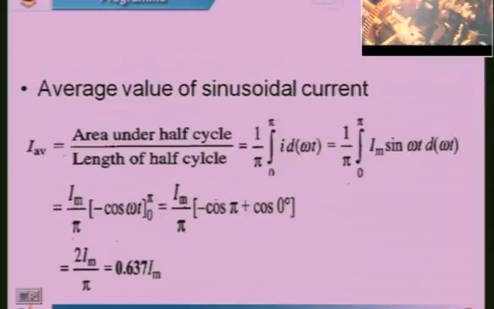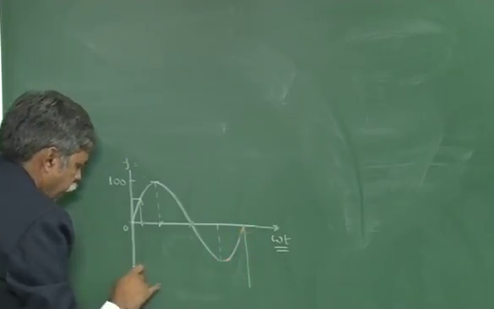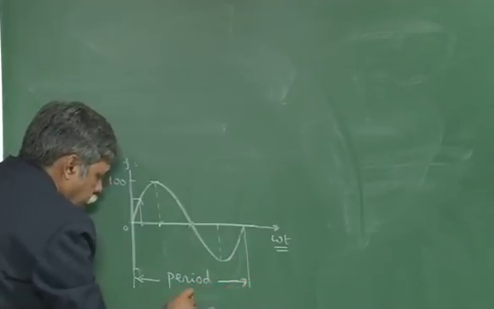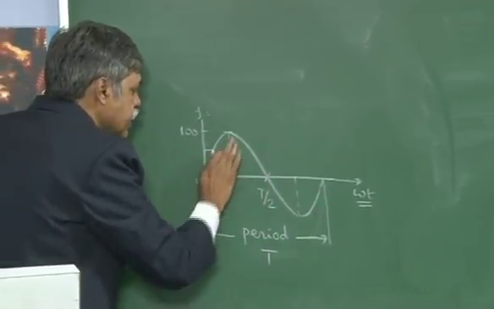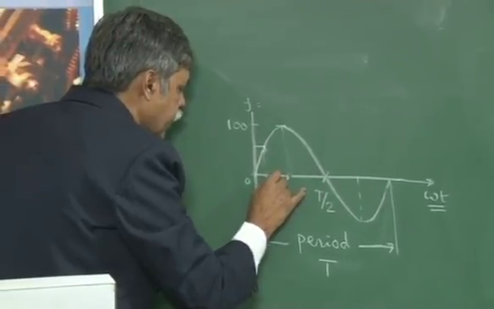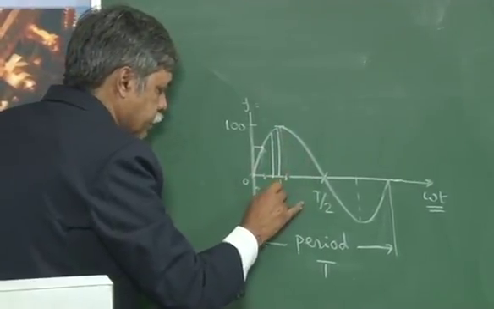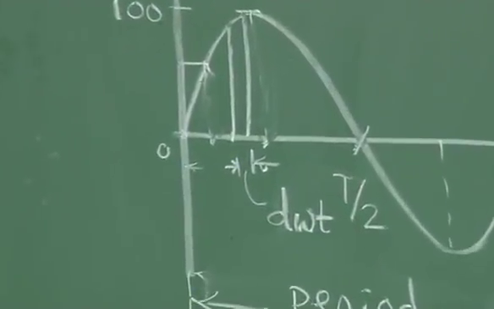So, here I show you how to compute the area under half a cycle. See, this is my sine curve. I have a period of T seconds. This is my half period, T by 2. Here at a distance of omega t, I will be considering a small elemental strip of width d omega t. This small elemental strip has a width of d omega t.